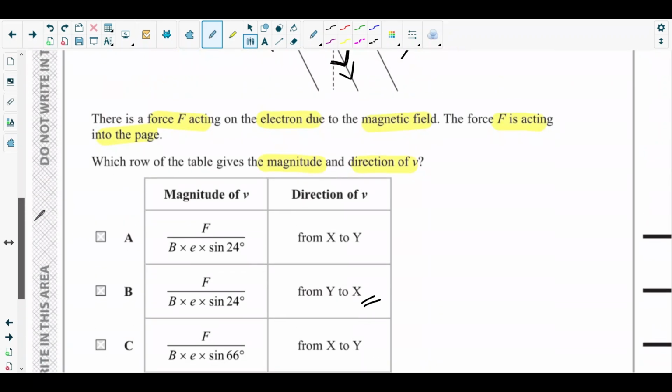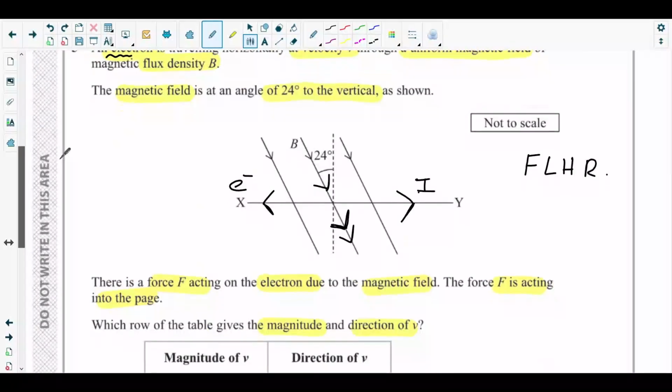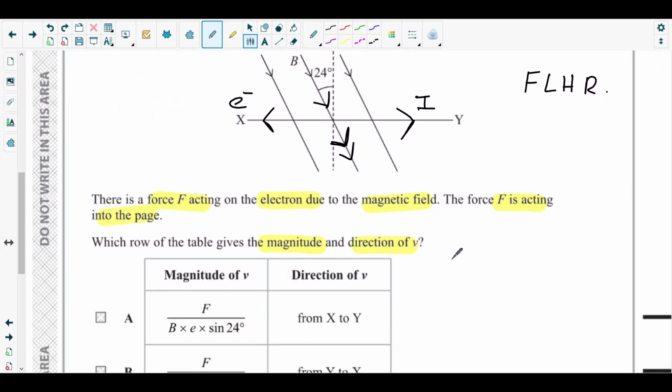Now consider the magnitude. For considering the magnitude, we will have to use this formula for magnetic force.